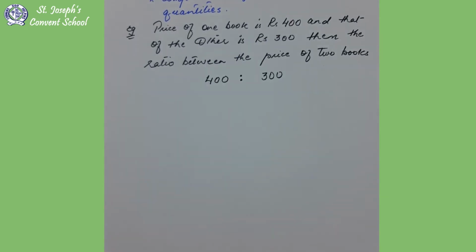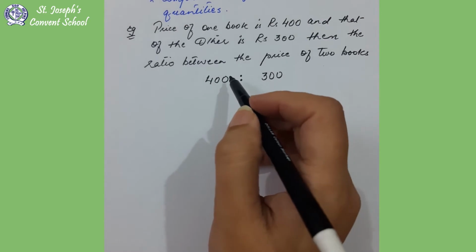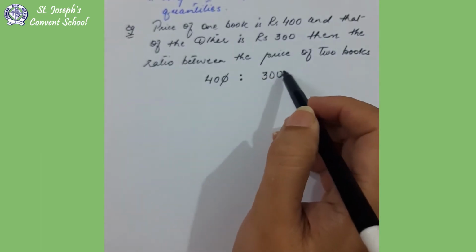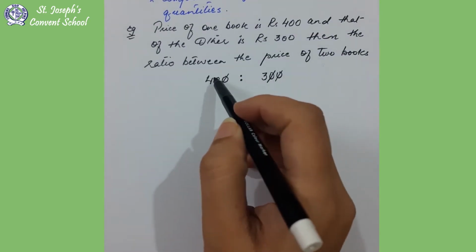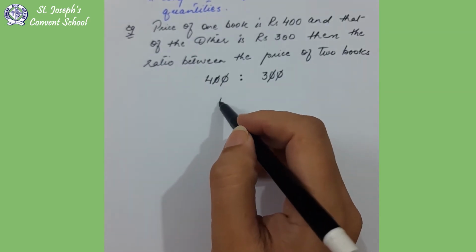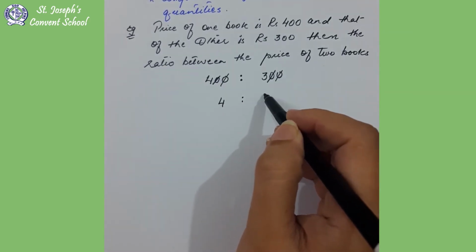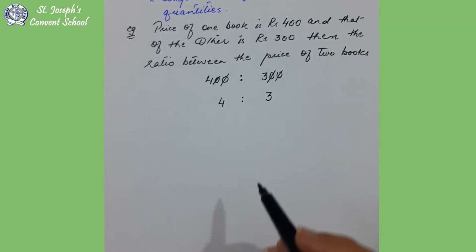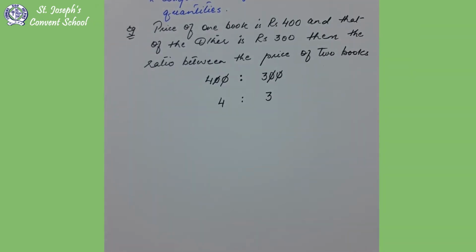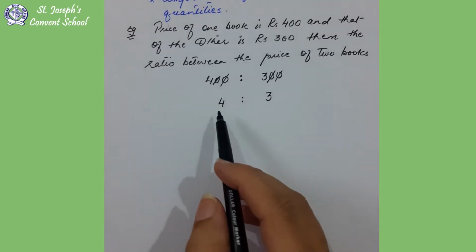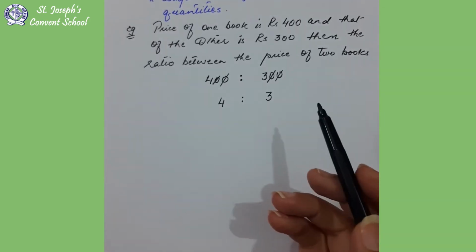Now you can simplify also. It's up to you how to solve it. Both go in the same table, or you can cancel the zeros first. This zero cancels this zero, and the second zero cancels the second zero. The remaining terms are 4 is to 3. So this is the comparison between two books. 4 is to 3, this way you write it. The ratio between the price of two books is 4 is to 3. So this is the answer.